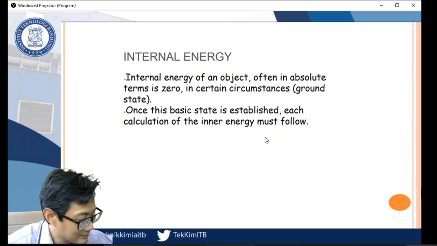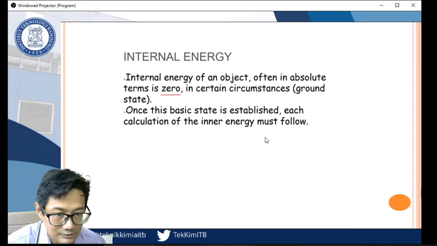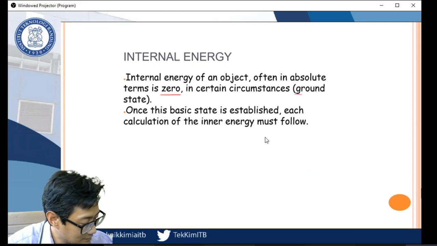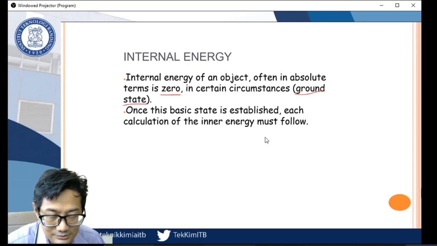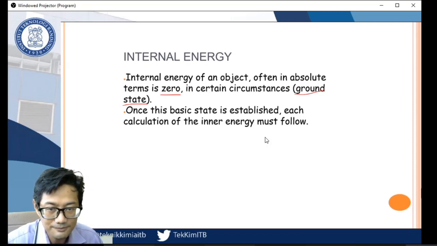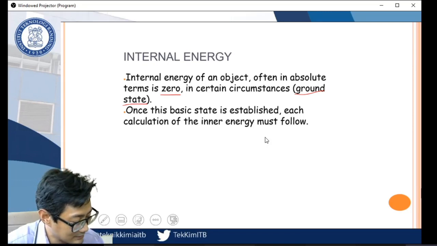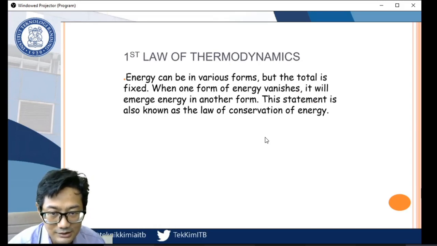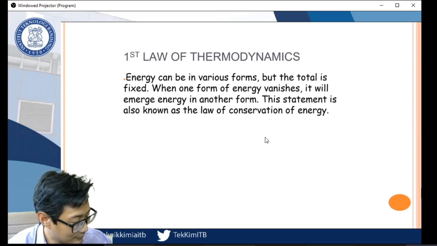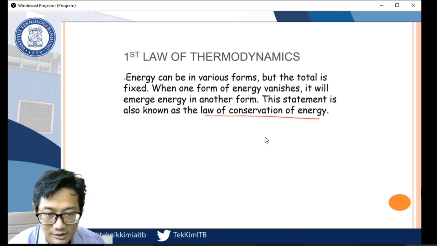Okay, the internal energy of an object, often in absolute terms, is 0. Some of the books mention it as the ground state. But again, it's only based on extrapolation. There is no proof that at 0 Kelvin, all the activity will stop. Okay, that one is internal energy. Now, the first law of thermodynamics, you still remember that we consider it as the law of conservation of energy.